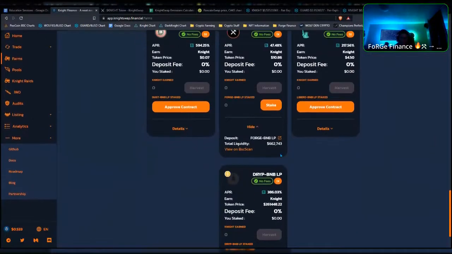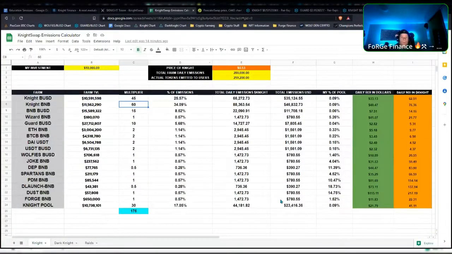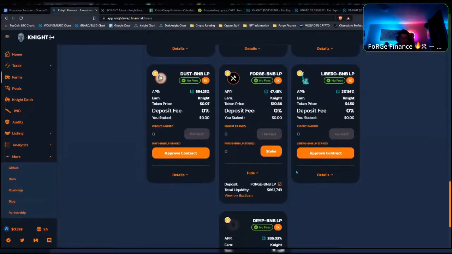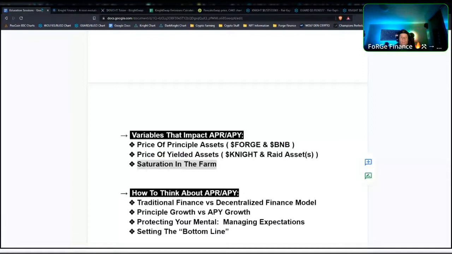So the more people, if our farm is emitting this many tokens a day, the more people that join, the smaller your percentage of the pool gets, which means you'll get less Night daily, which means your APR will go down, right? So saturation in the farm, in the liquidity pair, will also bring the APR and APY down. So the reason that we're seeing Forge's APR and APY go down a lot is because two of those three things have happened significantly over the course of 12 days. Okay, Night has stayed relatively the same in price. It's actually gone up a little bit.